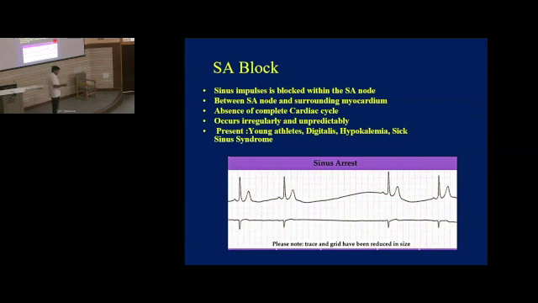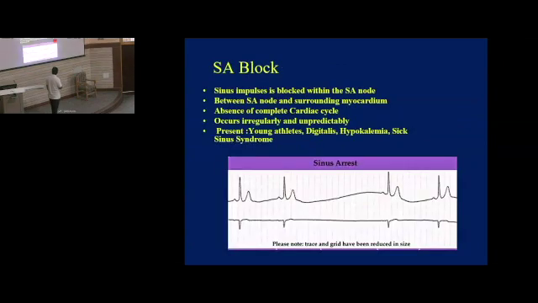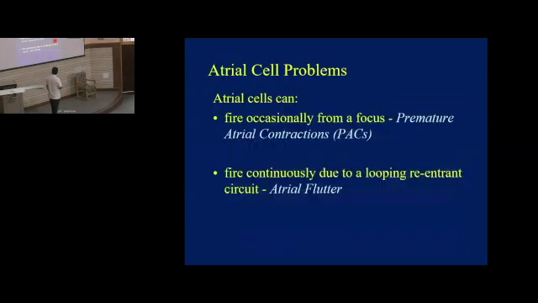Second one we said is about the other problems. What can be the other problems? One is SA nodal block, one is sinus tachycardia, bradycardia, and these are some other problems that can arise in atrial. We are just talking about the atrial portion now. What can happen in the atria?